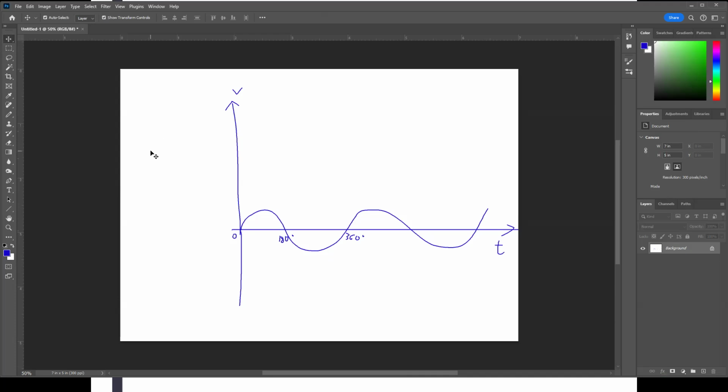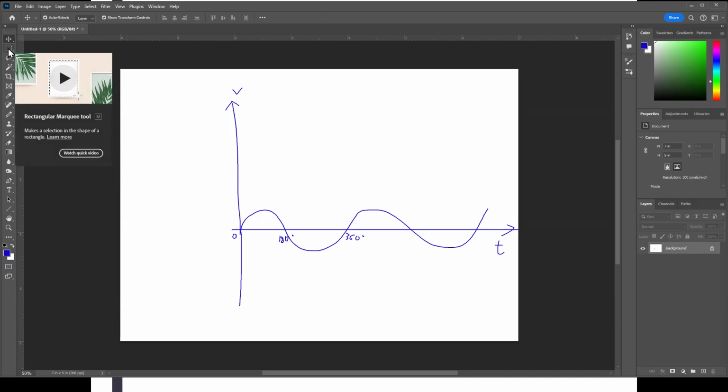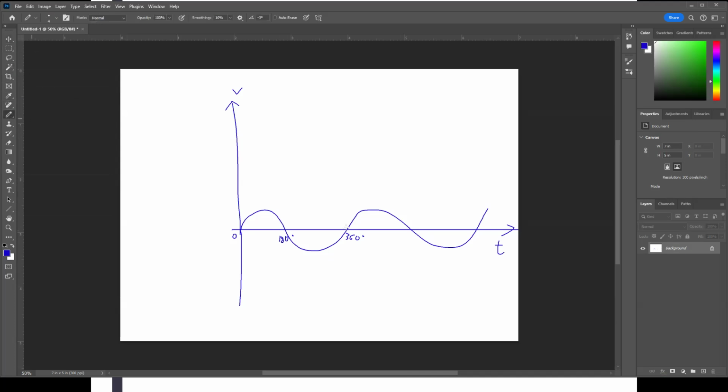Now, let's say we're going to have another waveform that starts here, and it's going to be the same. Let's get a different color.